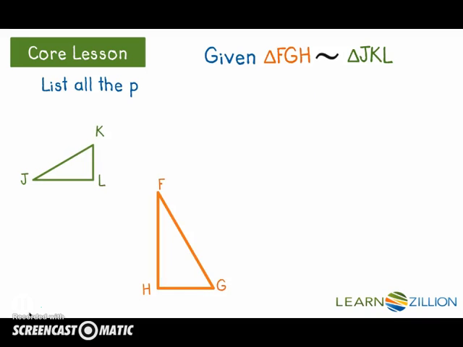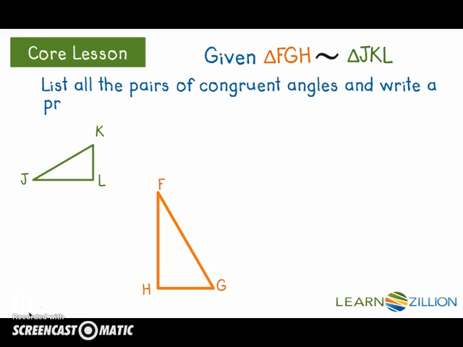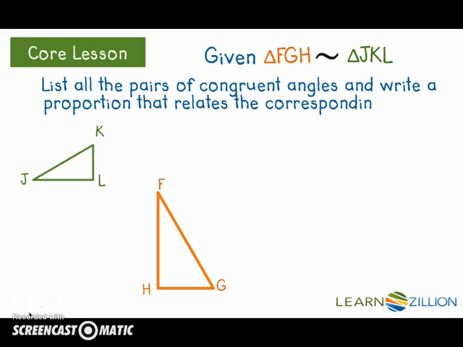Given triangle FGH similar to triangle JKL, we're asked to list all the pairs of corresponding congruent angles and write a proportion that relates all the corresponding sides. We can look at triangle JKL and triangle FGH, and we see they're not in the same orientation and they're not the same size. So let's start by dilating triangle JKL. We can make it larger, and in doing so we'll know that the sides are going to be proportional, and then we can rotate it to the right, and then translate it down and to the right. When we do that, all of our corresponding angles match up.